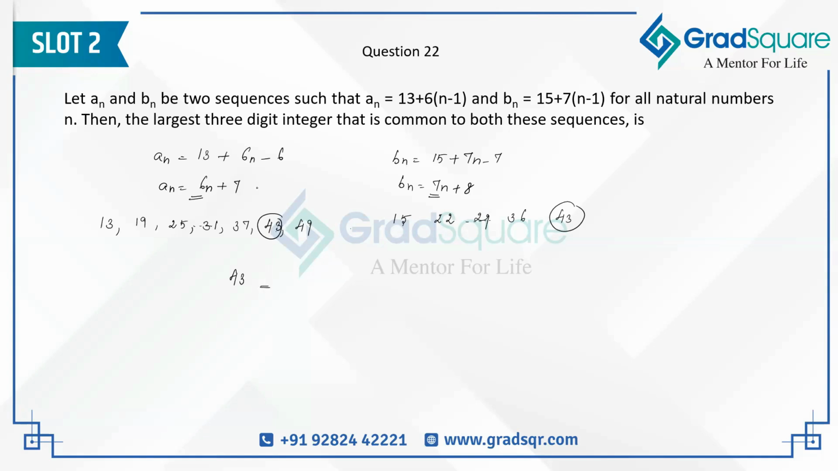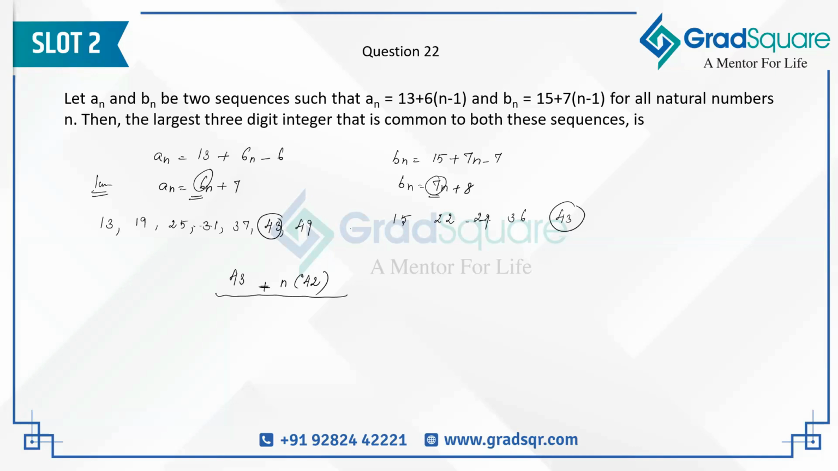This series will have a common difference of the LCM of the common differences of AN and BN. So the common difference here was 6, here was 7. So the LCM was 42. So the numbers will be in the format 43 plus n into 42. This is what the terms are going to be like.